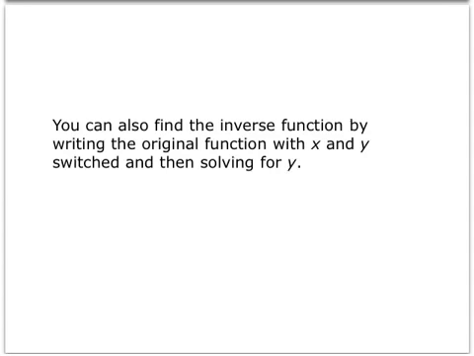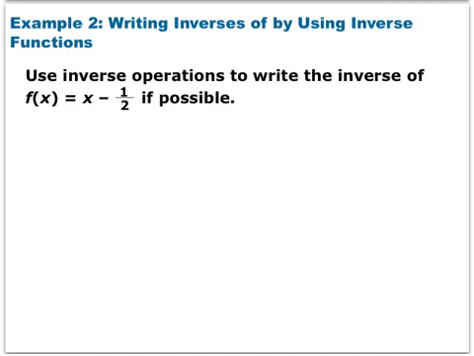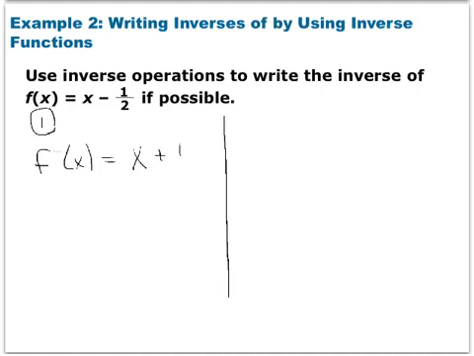You can also find the inverse function by writing the original function with x and y switched, and then solving for y. And this is how we are going to work them all. So, use inverse operations to write the inverse of f of x equals x minus 1/2, if possible. Method 1. We're just going to do the inverse operation. The opposite of x minus 1/2 is x plus 1/2. Method 2, and this is what we're going to use for the harder ones, so we're just going to start practicing it now. F of x is the same as y, so y equals x minus 1/2.